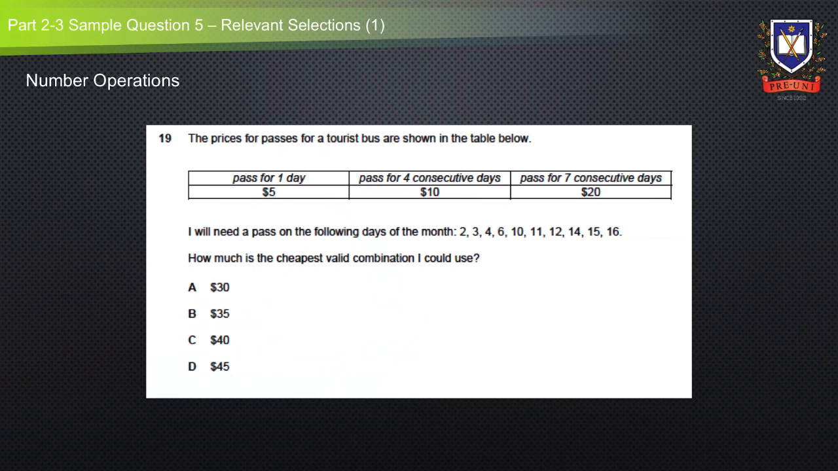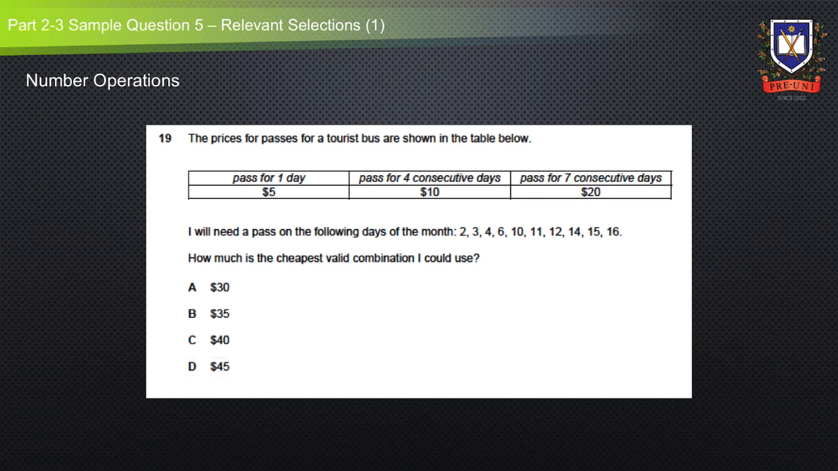Let's look at this example of a number operations relevant selection question from the Selective Sample Thinking Skills exam. The prices for passes for a tourist bus are shown in the table below. Pass for 1 day is $5, pass for 4 consecutive days is $10, and the pass for 7 consecutive days is $20. I will need a pass on the following days of the month: 2, 3, 4, 6, on the 10th, 11th, 12th, 14th, 15th, and 16th day of the month. How much is the cheapest valid combination I could use? A, $30, B, $35, C, $40, or D, $45.